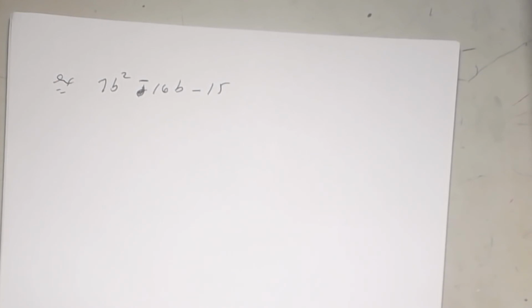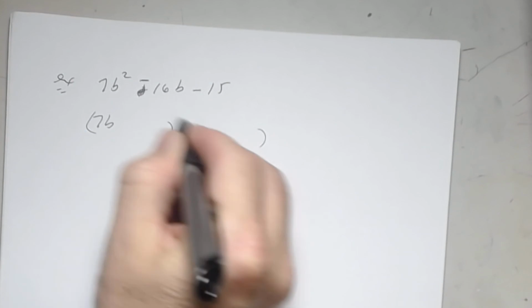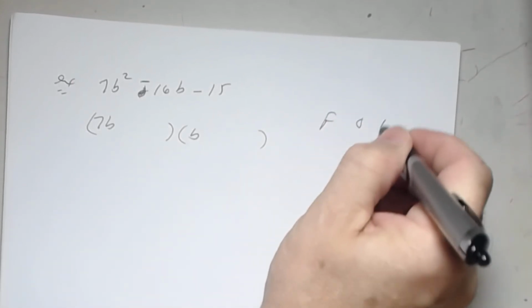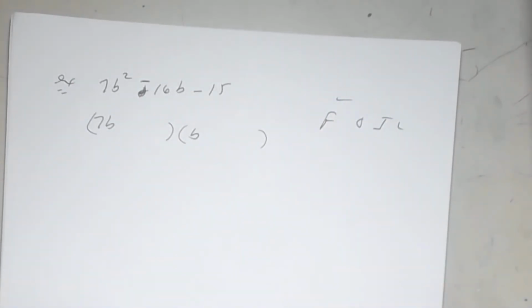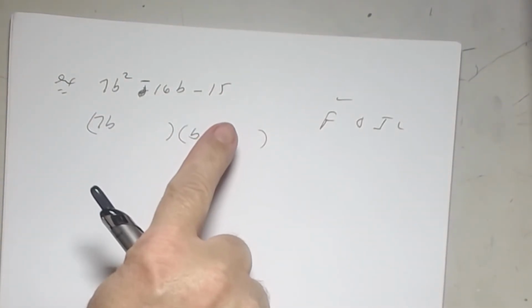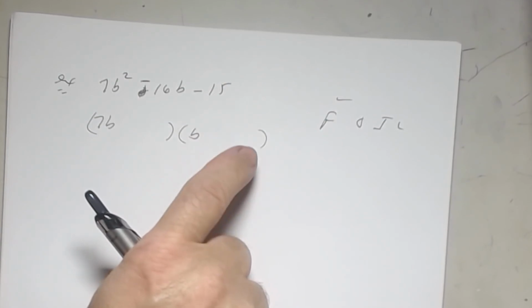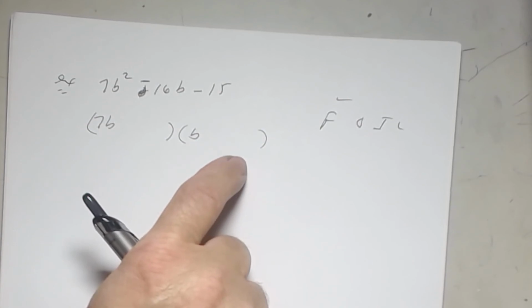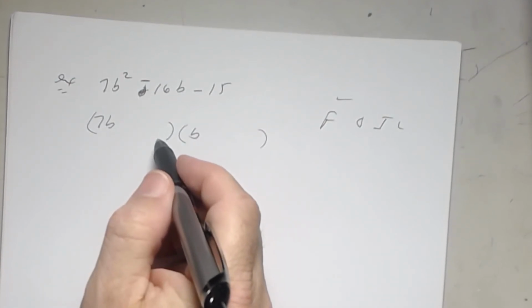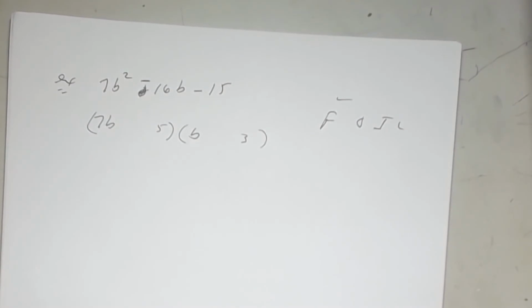So you have 7b squared. What's the GCF? 1. Okay, GCF is 1. So 7b and then b. Okay, so FOIL. The F is okay. Let's do the last. What two things multiplied together is 15? 3 and 5, 5 and 3, 15 and 1. What do you want to try first? I'm going to do the 5 and 3 first. So I'm going to put the 5 here, the 3 there. If it doesn't work, we'll switch them.